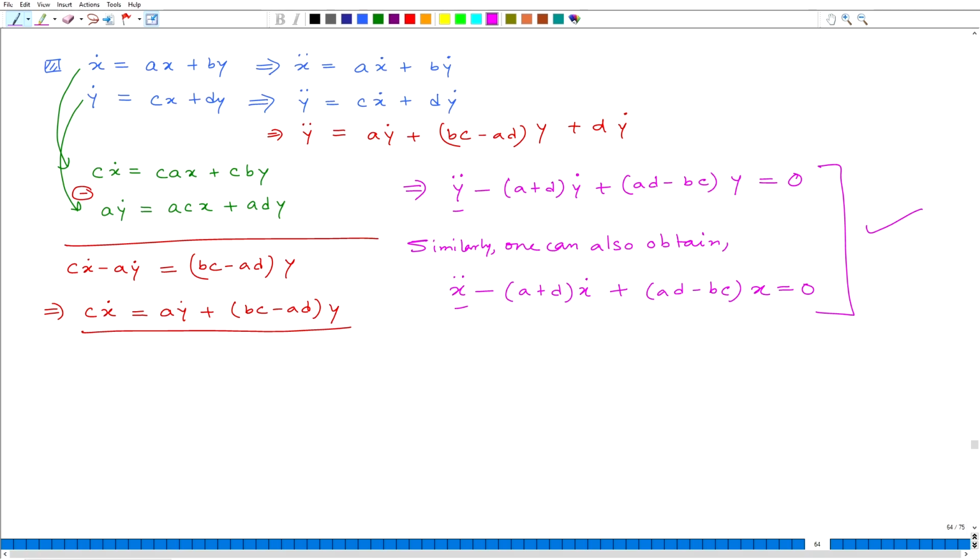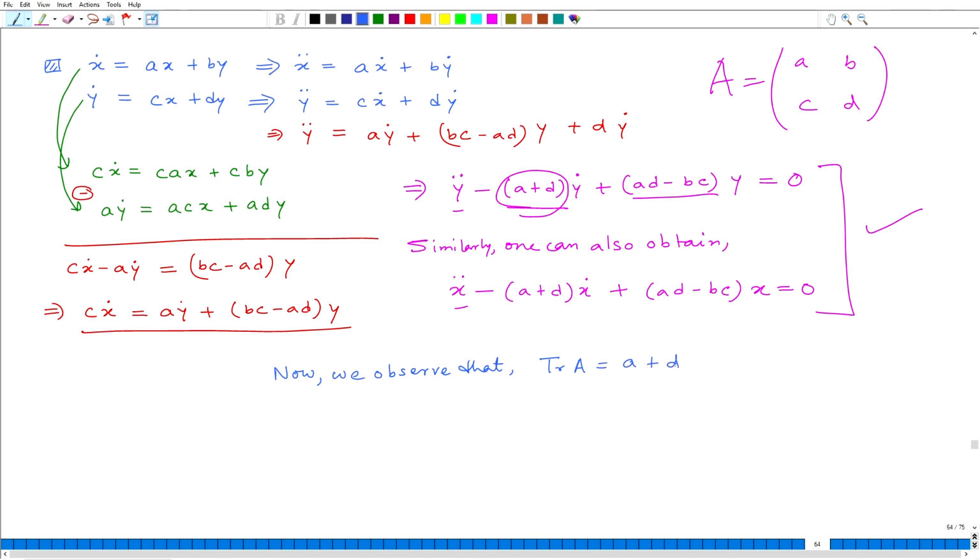The message is in what a plus d is and what ad minus bc is. You have the matrix A which is given by a, b, c, d. So, a and d, when they are summed up, give you the trace of A. So, we observe that trace of A is equal to a plus d, and what is the determinant of A? That is ad minus bc.